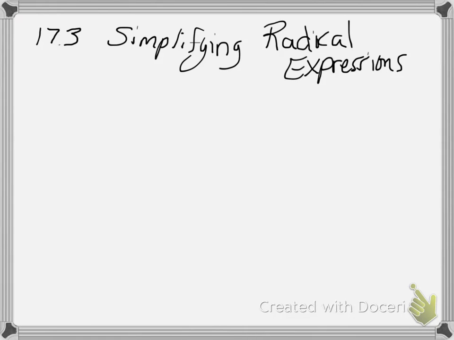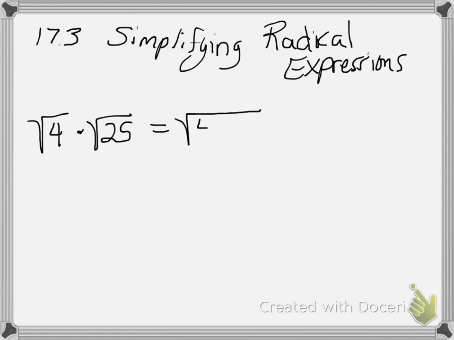This is 17.3 in simplifying radical expressions. If you have a square root of 4 and you multiply it by the square root of 25, that's the same thing as saying the square root of 4 times 25. So if you're multiplying two radicals together, you can just place them together. And then you can see that 4 times 25 is 100. And you know that the square root of 100 is 10.